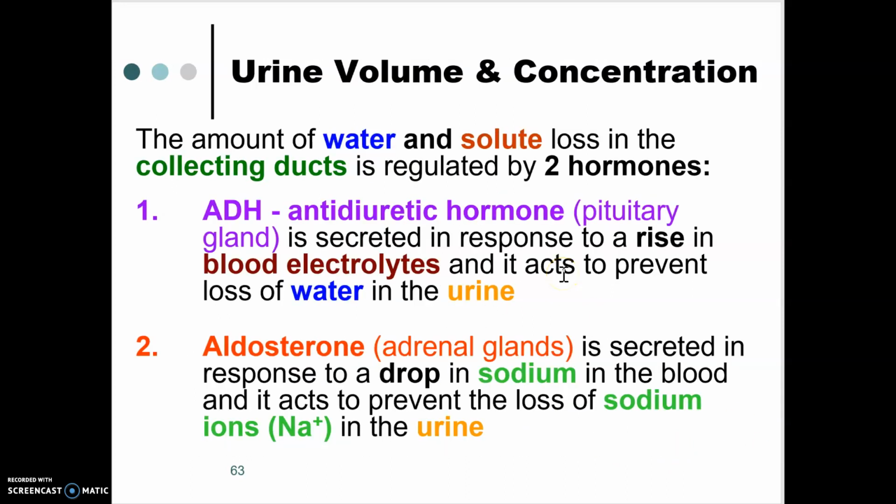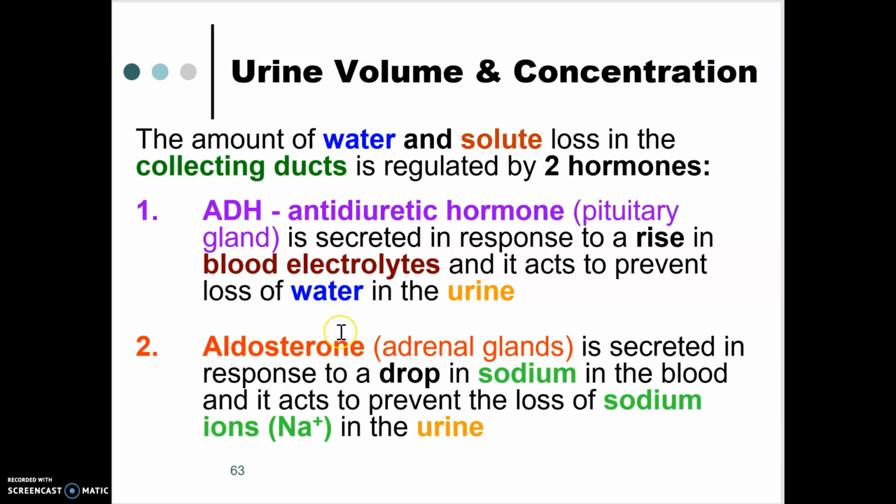Now, the amount of water and solute loss that occurs at the collecting ducts is regulated by two different hormones. The first one is antidiuretic hormone, which is produced in the pituitary gland and secreted in response to a rise in blood electrolytes. So when blood electrolytes get high, the pituitary gland releases antidiuretic hormone, and the idea behind that is to prevent the loss of water, so we don't have a very dilute urine and lose a lot of water in the urine.